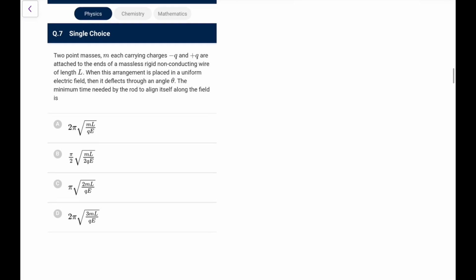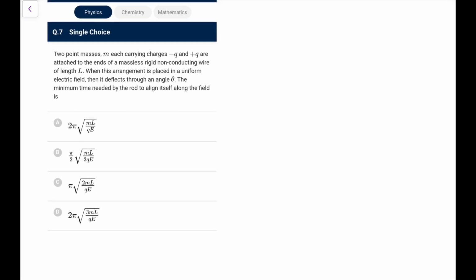Now, next one we'll take question number 7. We have 2 point masses, small m, carrying charges minus q and plus q attached to the ends of a massless rigid non-conducting wire of length L. It is placed in a uniform field. It deflects through an angle theta. The minimum time needed by the rod to align itself along the field is.